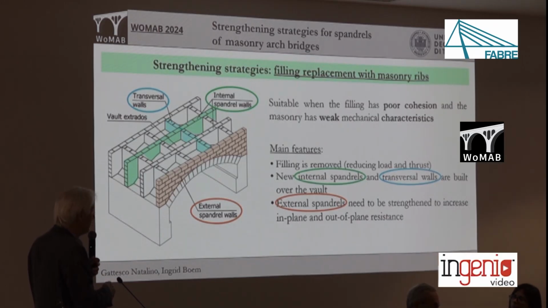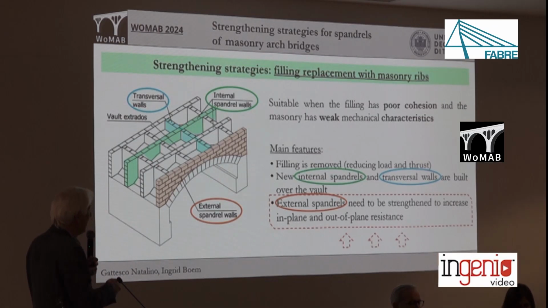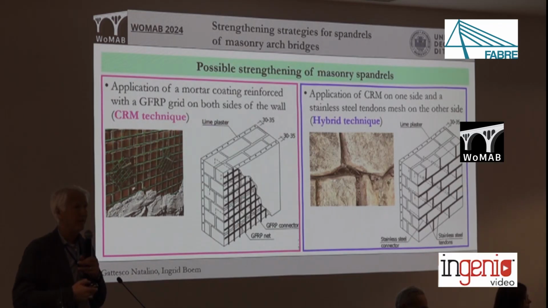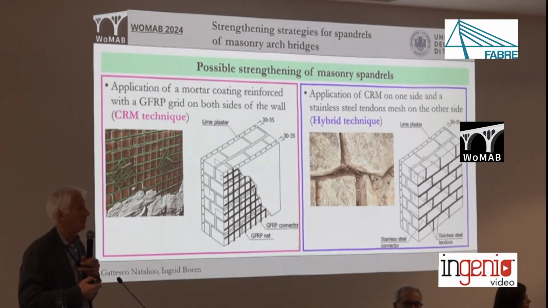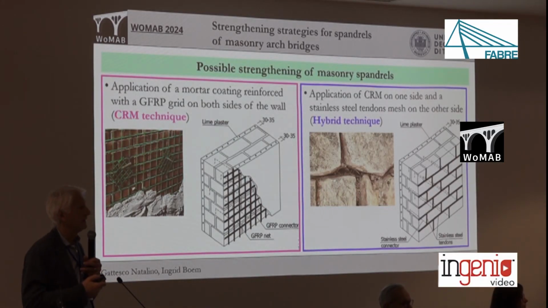The external spandrels need to be strengthened, to increase in-plane and out-of-plane resistance. In-plane resistance, because, as was put in evidence by Professor Natalino in his intervention yesterday, but also by other colleagues, settlements of the piers or different distribution of vertical load cause stresses in the spandrels that cause the formation of vertical cracks.